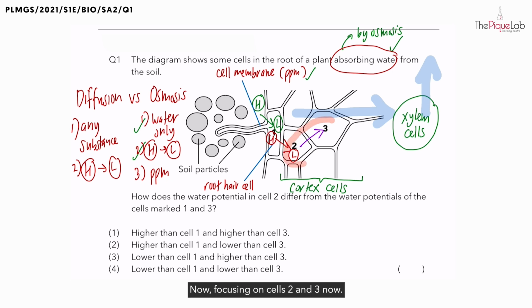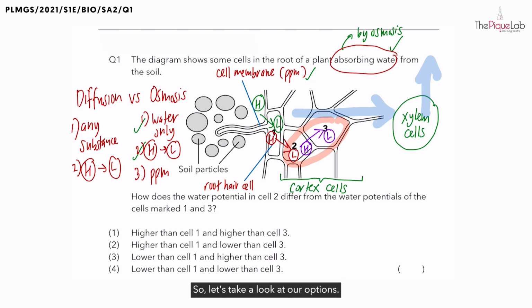Now, focusing on cell 2 and 3, we can do the same for these two cells. Since water moves by osmosis from cell 2 to cell 3, which cell will have the higher water potential? Is it 2 or 3? It will be cell 2 with the higher water potential compared to cell 3.